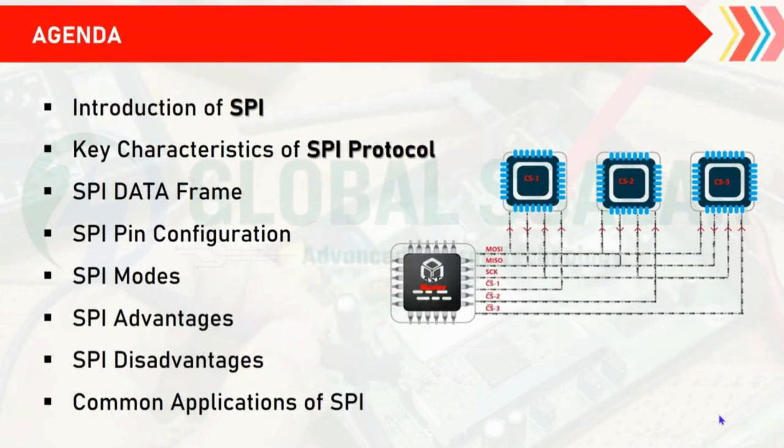To understand in detail about the SPI protocol, we are going to cover the introduction of SPI protocol, key characteristics of SPI protocol, and how the data will be transferred in the data frame. We will also cover the hardware configuration and SPI modes, how the data is transferred based upon the modes, and the advantages, disadvantages, and common applications of SPI.